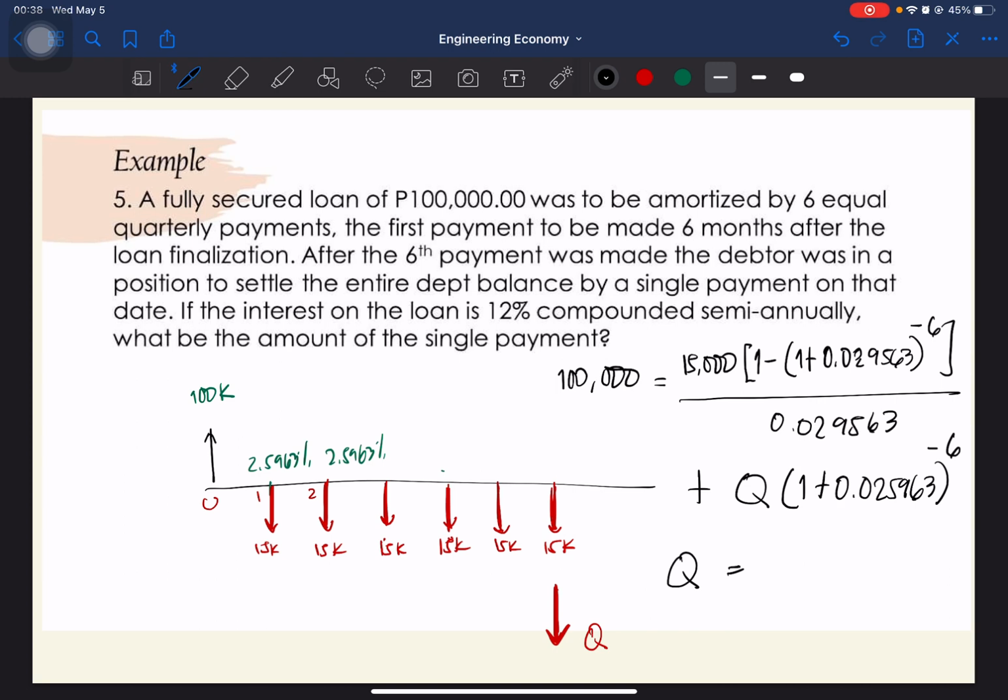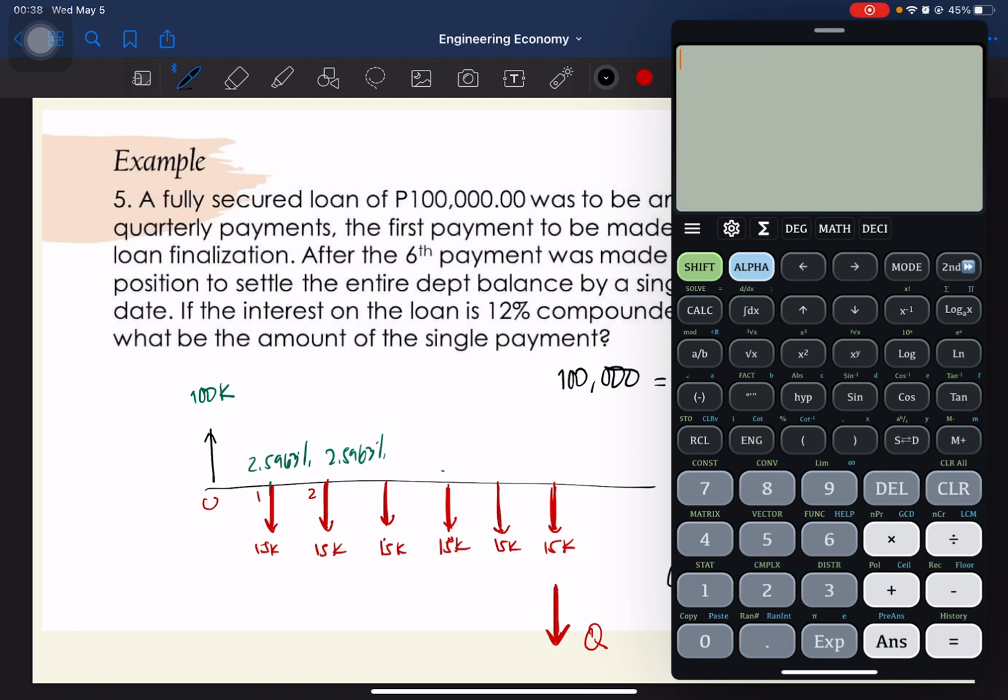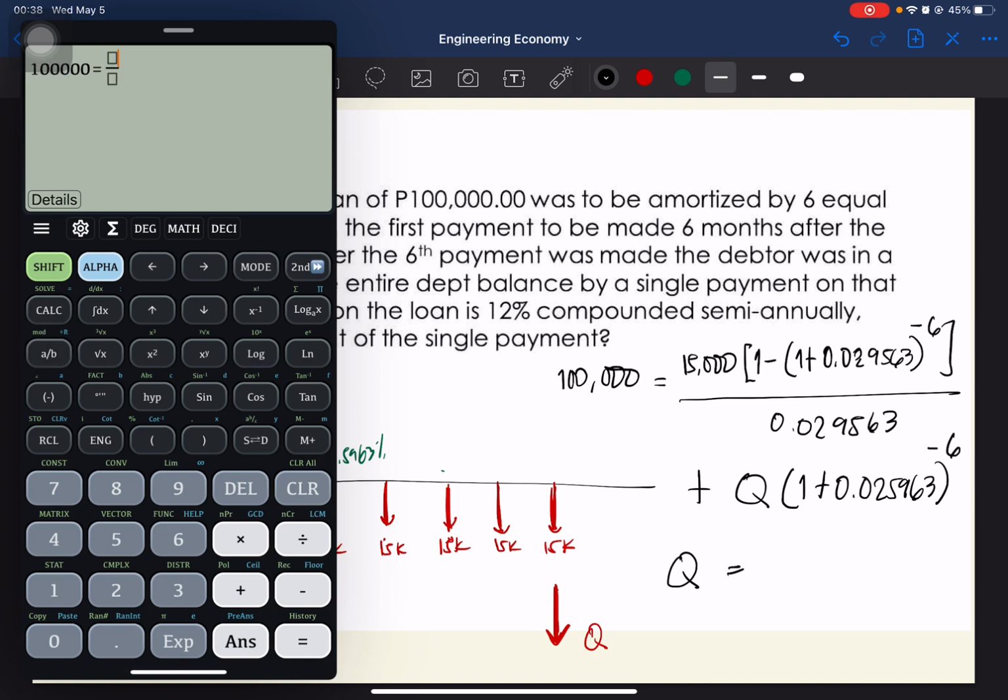Magkano yung huling payment? Parang umutang siya, tapos sinulugan niya ng 6 na beses every quarter. Tapos, nung huling payment niya, kasabay nun, sabi niya, gusto ko clear na yung utang ko para wala na akong utang. Then, magbabayad siya ng cash na amounting to Q. Okay? And, yun yung solve natin. So, that's 100,000 equals 15K times 1 minus 1 plus 0.029563 raised to negative 6. Hindi ko na na-store yun kasi wala, hindi ko na na-store.